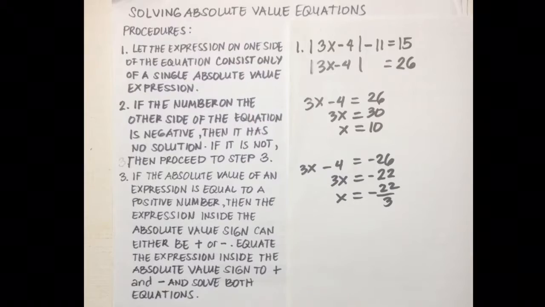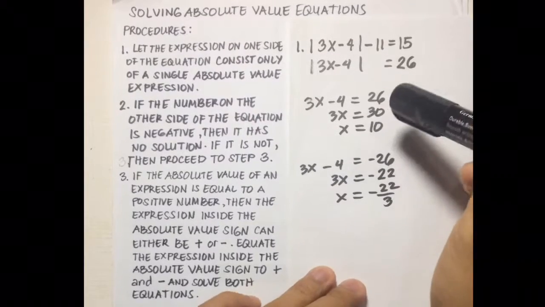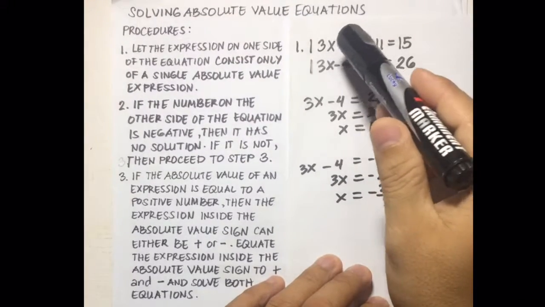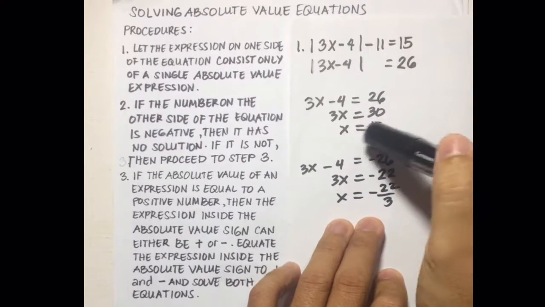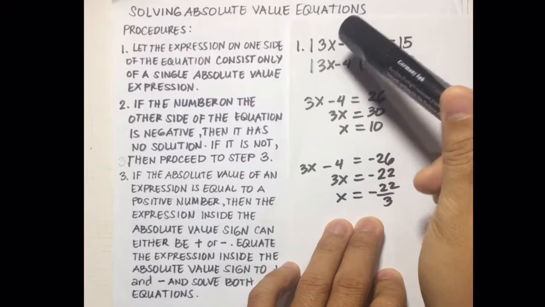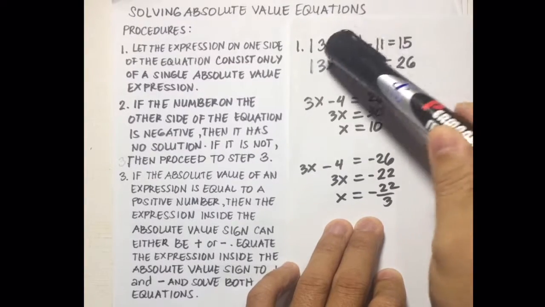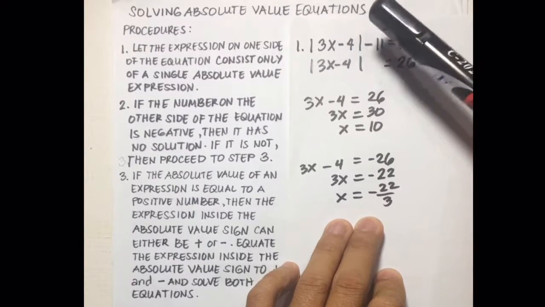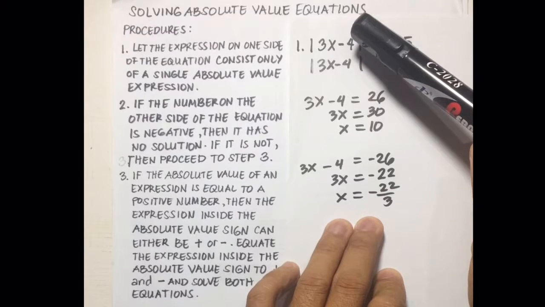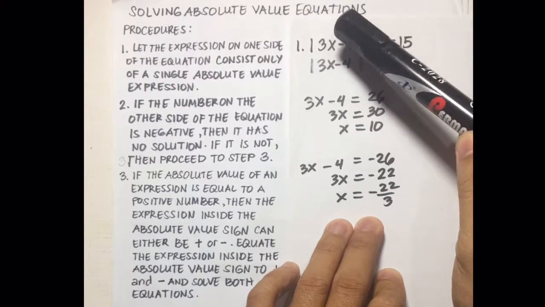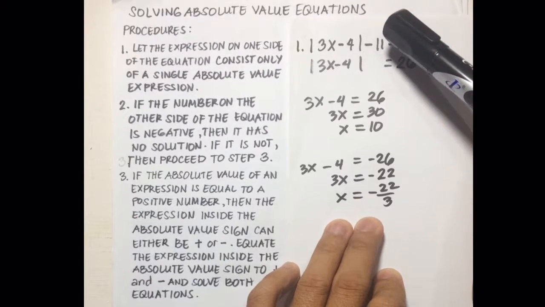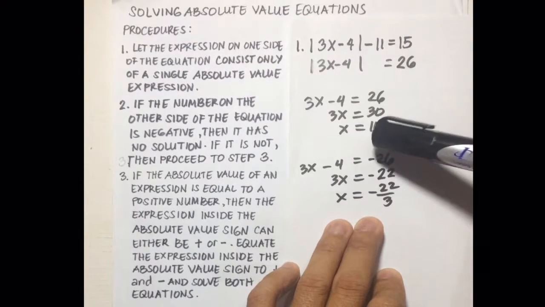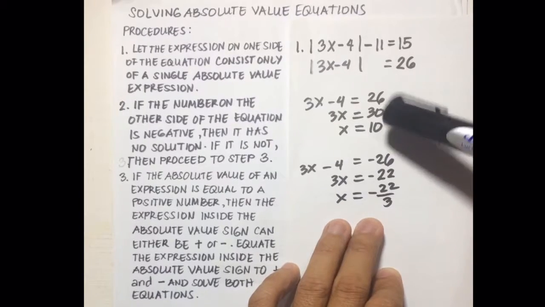To check if your answer is correct, you can substitute these values of x into the original equation. If x equals 10, substituting, 3 times 10 is 30, then minus 4, that will be 26. So the absolute value of 26 is 26, minus 11, and that will be 15. So this is a correct solution.